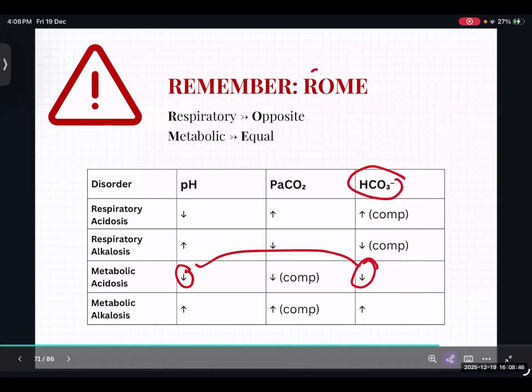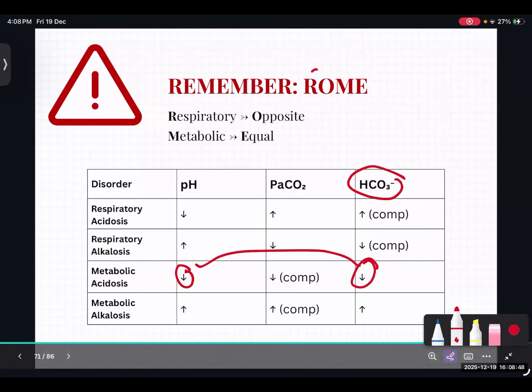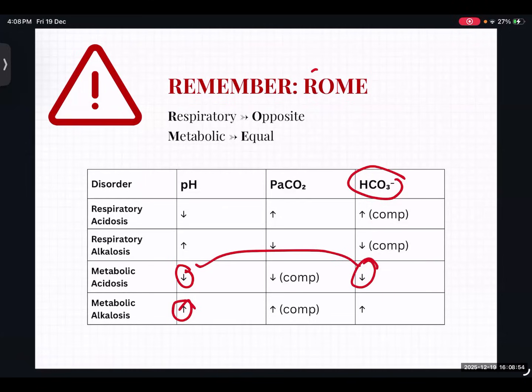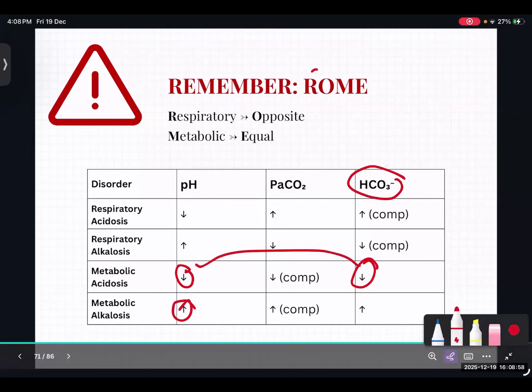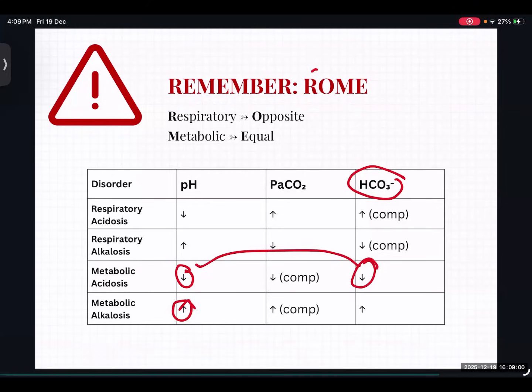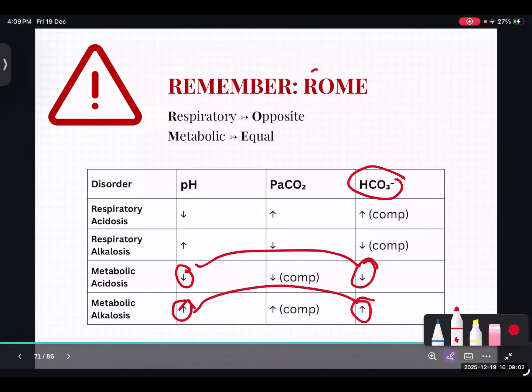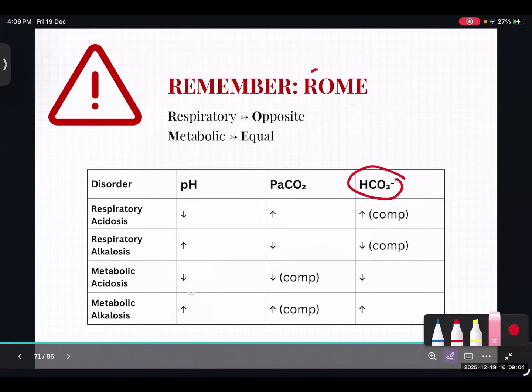Last example we have is metabolic alkalosis. In alkalosis, we have an increased pH. And because it's metabolic, the driving force is going to go in the same direction as the pH, which is bicarbonate. Metabolic, bicarbonate, ROME tells us it's going to go in the same direction. You see how? Why are these values here like this?